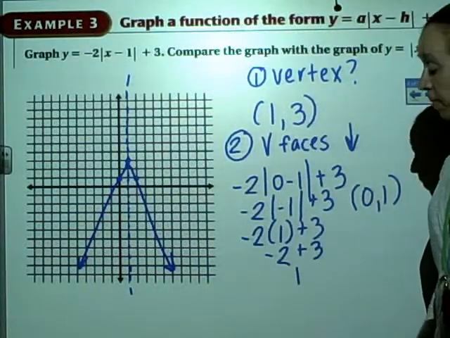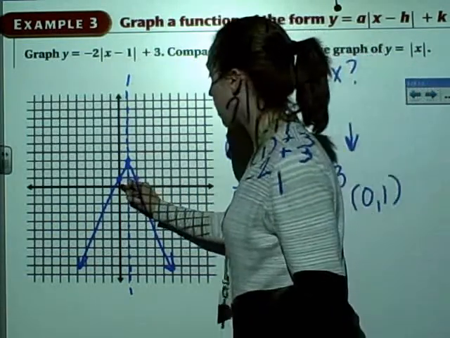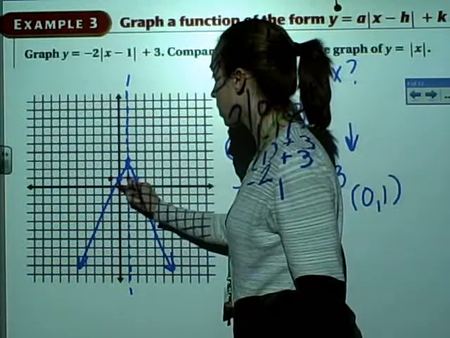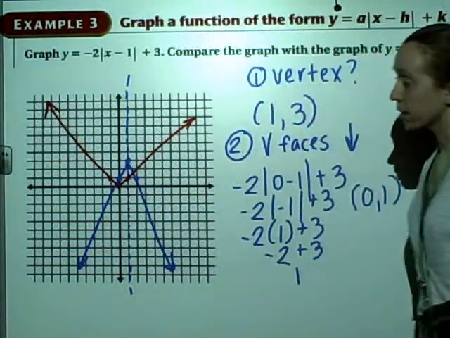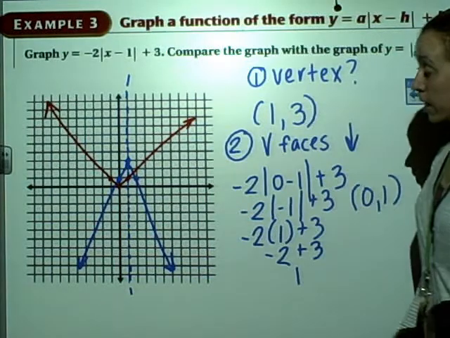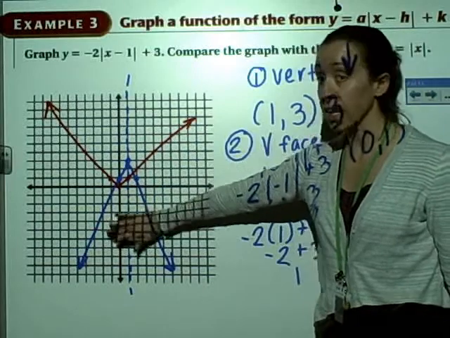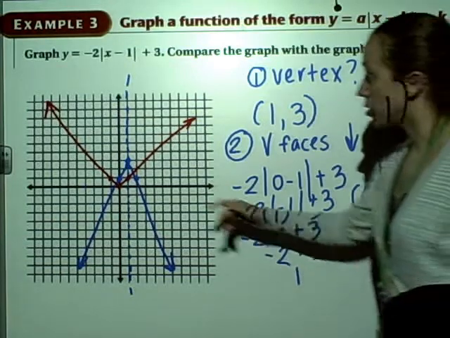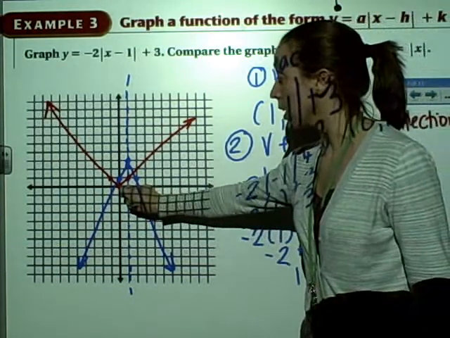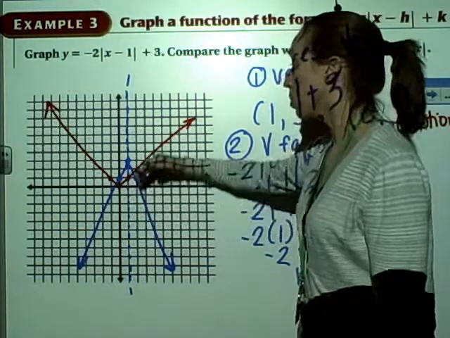And there's my function. Now it does say to compare it with the parent function. So here's my parent function. Let's draw that in there. Okay, what does it look like it happened? Well, it looks like it first reflected our function over the x-axis. So it was a reflection. Then it took my points and translated each point right 1, up 3.